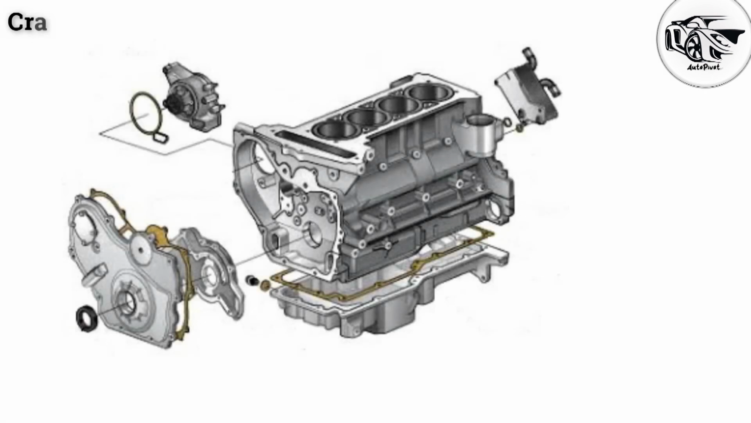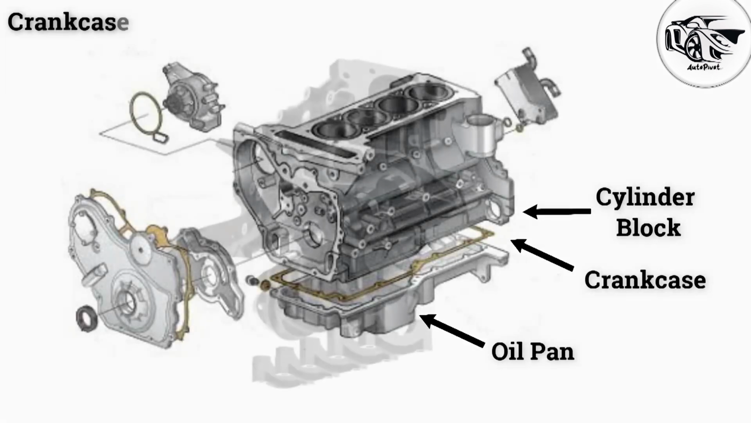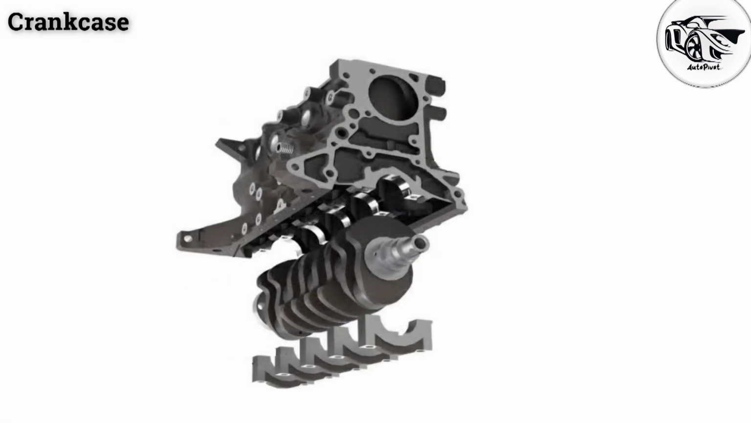Crankcase. The oil pan and the lower part of the cylinder block together are called the crankcase. It is the bottom portion of the cylinder block in which the crankshaft is fitted.